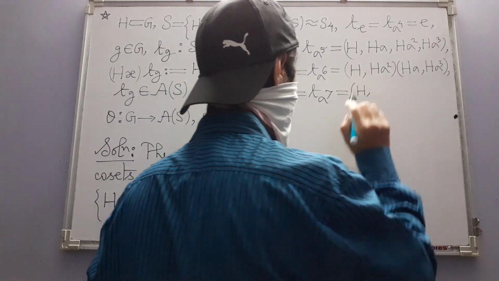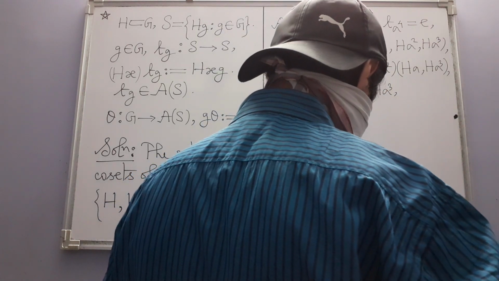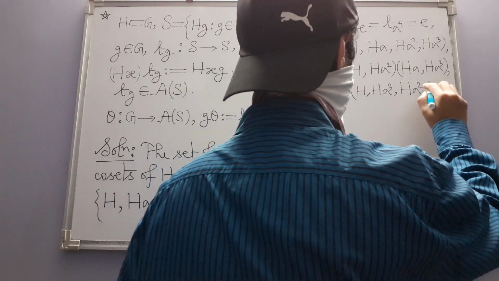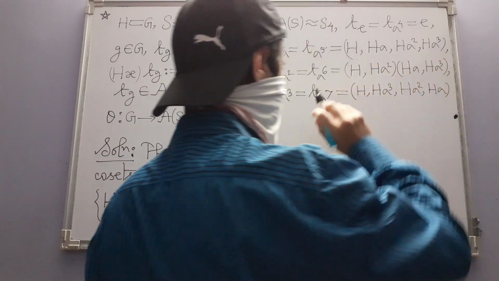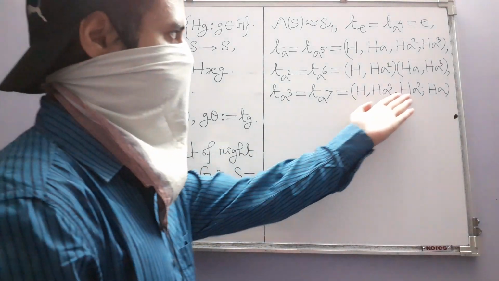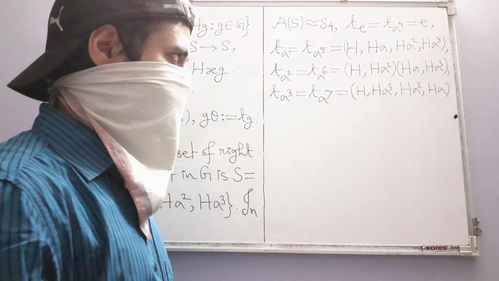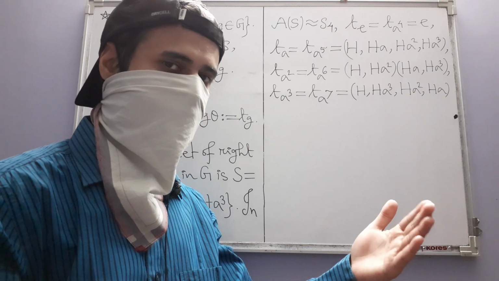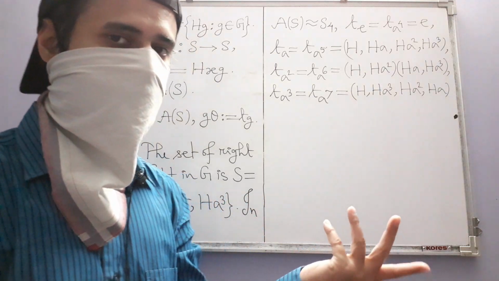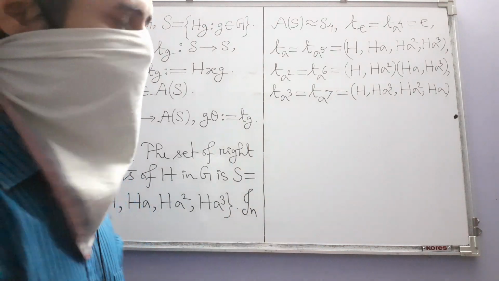This 4 cycle: H goes to Ha cube, which goes to Ha square, and that goes to Ha, and Ha of course comes back to H. You can just randomly choose any one of these. Say you choose Ha and apply Ta cube on Ha. That means multiplying Ha from the right side by a cube. That gives us Ha to the power 4, that is equal to H. So yes, randomly you can check like this. I want you to check everything.